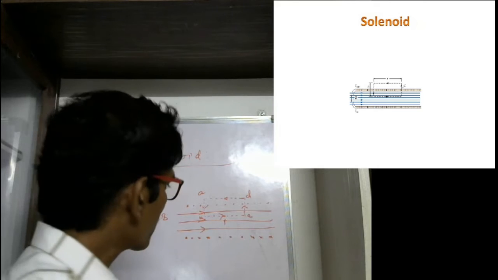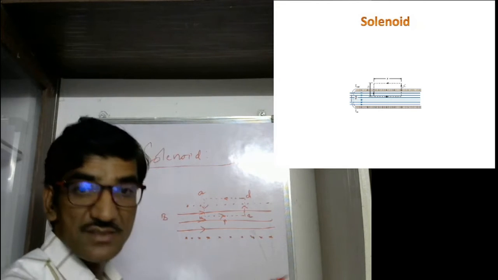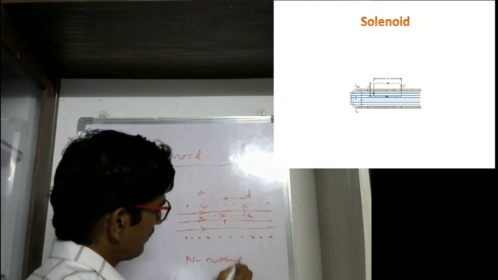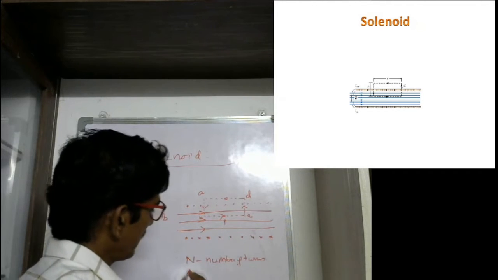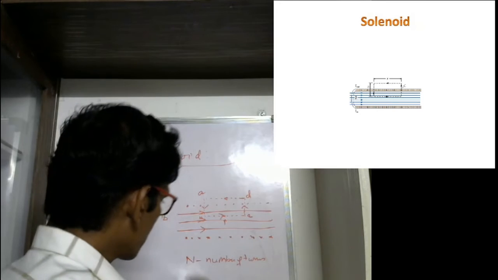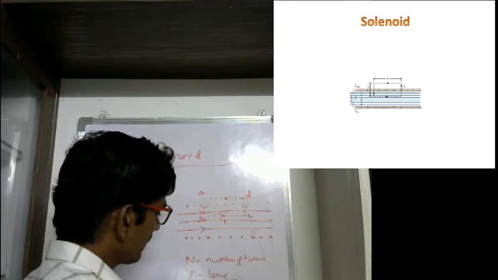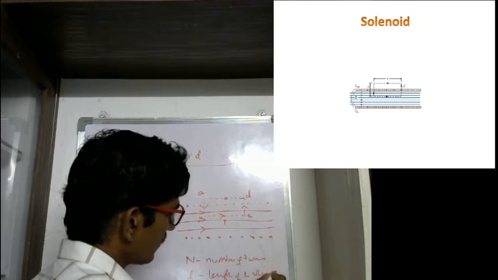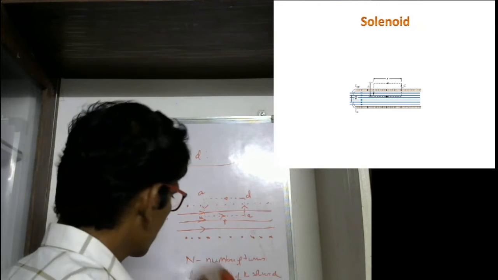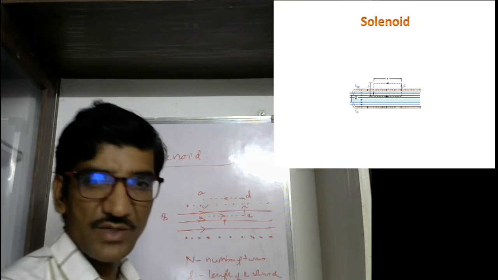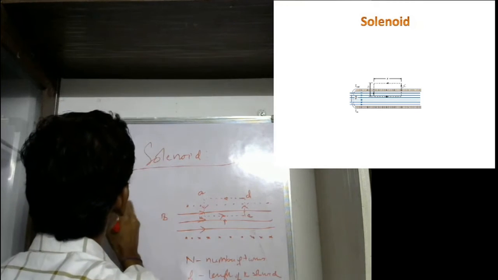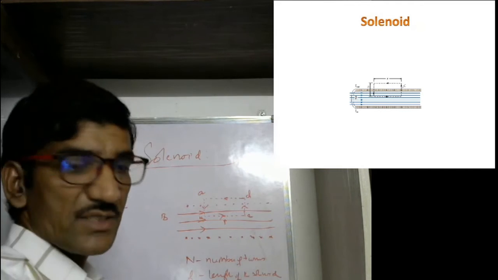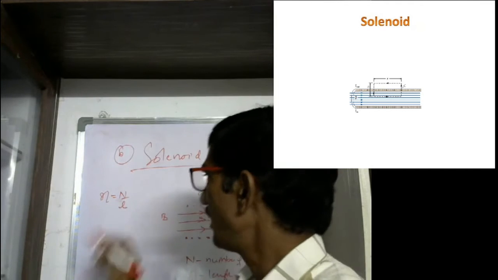Suppose that there are total N turns, and suppose that L is the length of the solenoid. There is one quantity we have to define, that is small n. In that case, small n will be N by L.